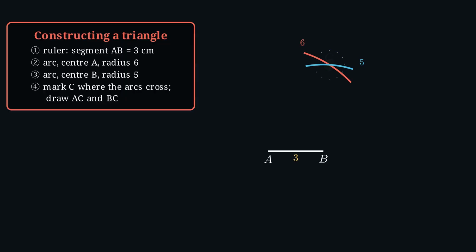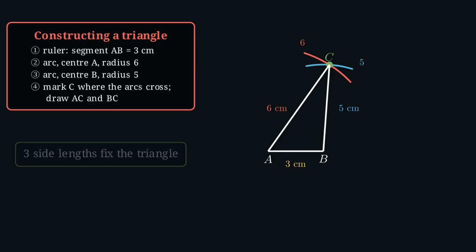And now, the two arcs cross, there's C. C is exactly 6 from A and 5 from B. Both demands at once. Join AC, join BC. Done. The three side lengths of a triangle fix it completely. Same lengths, same size and shape, every time. And that's true for any triangle.